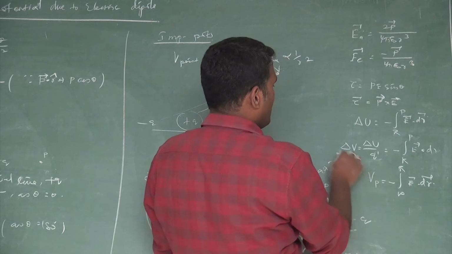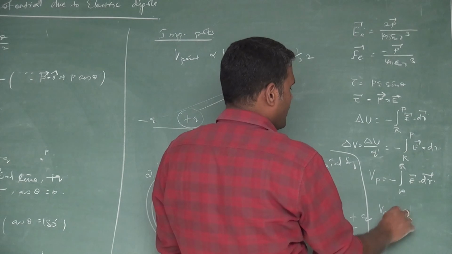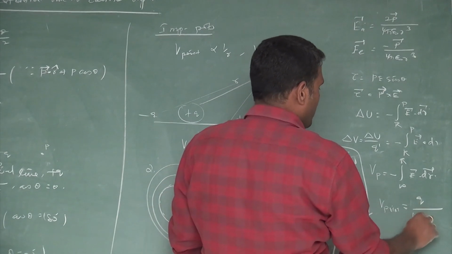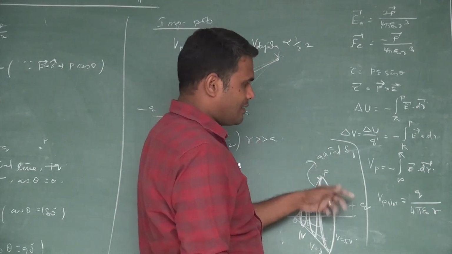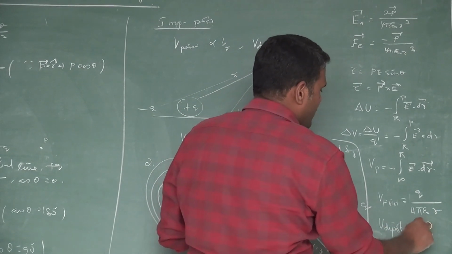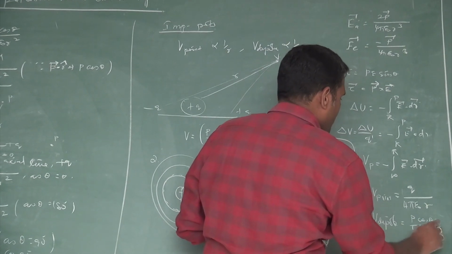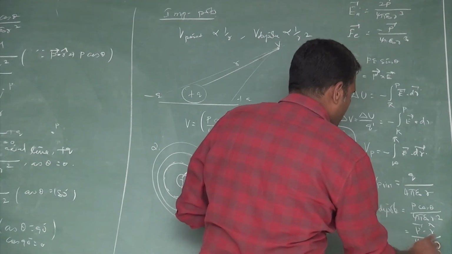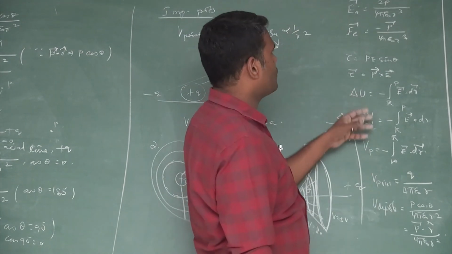Based on this idea, we calculated the potential due to a point charge, which is given by the expression V equals Q by 4 pi epsilon naught r. Then we calculated the potential due to an electric dipole. When we spoke about the electric dipole, we got p cos theta divided by 4 pi epsilon naught r square, and in the vector form p vector dot r cap divided by 4 pi epsilon naught r square. These are the expressions we discussed so far, right?